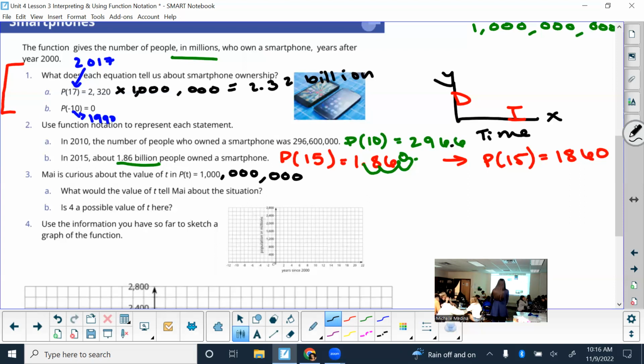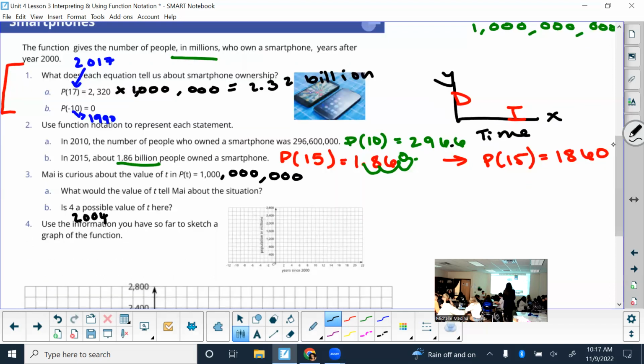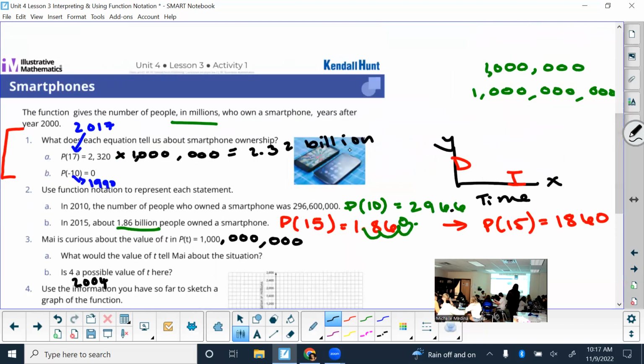2004. Do you guys think that in 2004, a billion people had smartphones? I mean, I don't remember back that far. I'm sure some of you weren't even born yet, but let's look at our given data. So in 2017, we had about 2.32 billion. In 2015, we had 1.86 billion. So do you think it's logical that in 2004, we had a billion already?